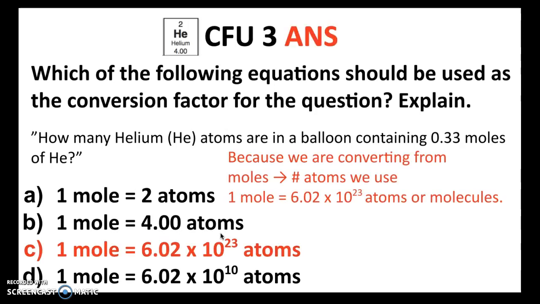Answer C, and that's because in this example we're converting from moles, 0.33 moles, to number of atoms. And remember, whenever you're trying to convert from moles to number of things, you're going to use Avogadro's number, 6.02 times 10 to the 23. So remember, 1 mole contains 6.02 times 10 to the 23 of whatever it is, whether it's atoms, molecules, or peanuts, doesn't matter. 1 mole is equal to 6.02 times 10 to the 23 things.